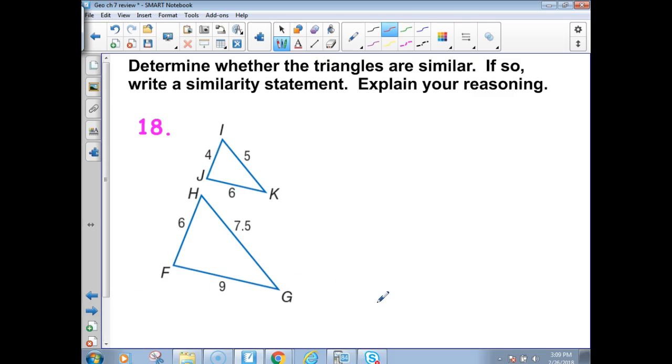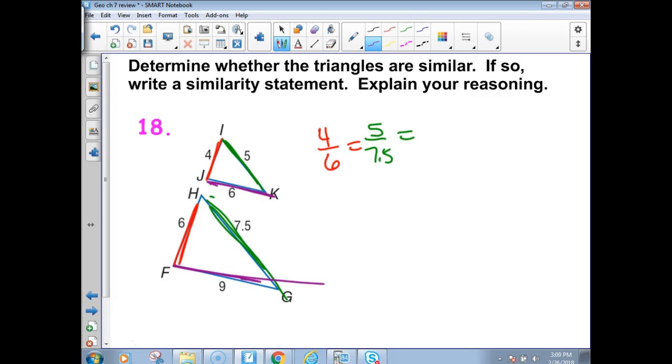Determine if they're similar or not. If they are, write a similarity statement and explain your reasoning. So I'm going to compare these sides. 4 is to 6 as 5 is to 7.5. And then I got to go 6 to 9.